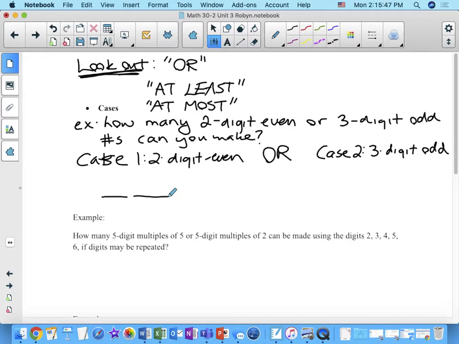Okay, so are there any restrictions here? Well, it can't be 0 because it has to be 2 digits. Good. The first digit can't be 0 because if the first digit's 0, then it's not a 2-digit number. It's just a 1 digit. So here, this has to be 1 to 9. Okay, so how many options are there for the first digit? 9. And then what about the second digit? Has to be even. Okay, so what does it have to end in?